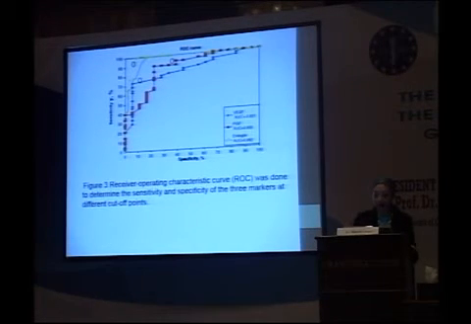This ROC curve was done to determine the sensitivity and specificity of the three markers at different cutoff points. Concentration of vascular endothelial growth factor less than or equal to 31 picograms per milliliter. The estimated odds ratio demonstrated that the cutoff value of endoglin was associated with increased probability of developing preeclampsia. By correlation, the level of soluble endoglin and the level of vascular endothelial growth factor and placental growth factor showed a statistical negative correlation.